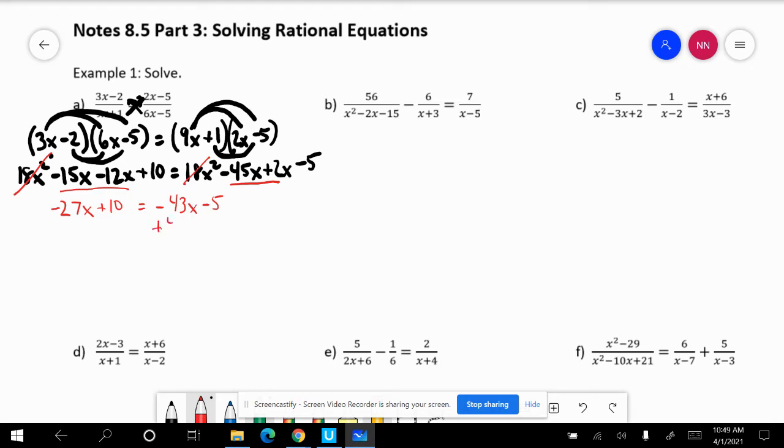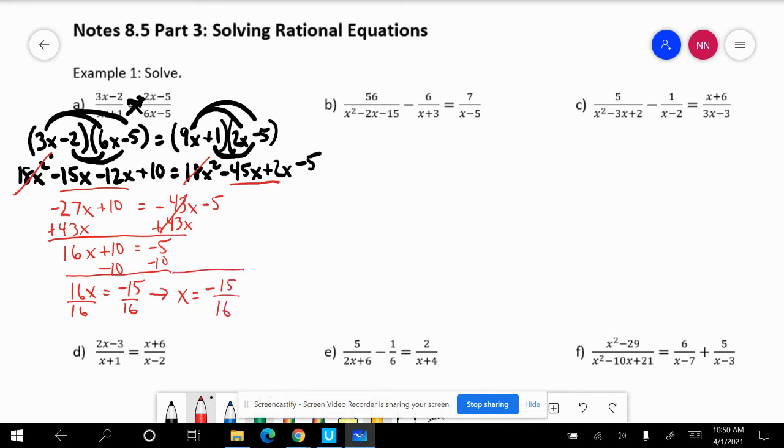I'm going to add 43 on both sides. This gets the x's on one side. So I have 16x plus 10 equals negative 5. I subtract by 10, and I get 16x equals negative 15. I'm going to divide it by 16, and my answer is x equals negative 15 over 16. So that right there is 2 terms.